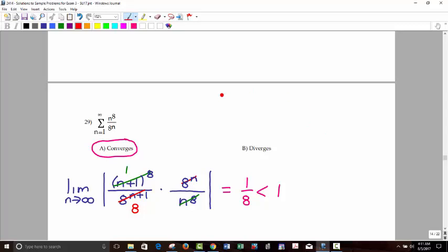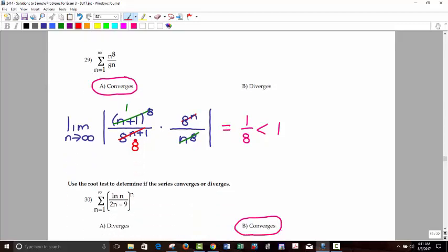Okay, pretty easy ratio test here. (n plus 1) to the 8th over 8 to the n plus 1. Flip it over: 8 to the n over n to the 8th. And you'll have 8 on the bottom, because remember that's the same thing as saying 8 to the n times 8 to the 1. Heck, you could even put a number in there for n if you wanted to check, and you would see it would be 1 over 8. You could do it that way.